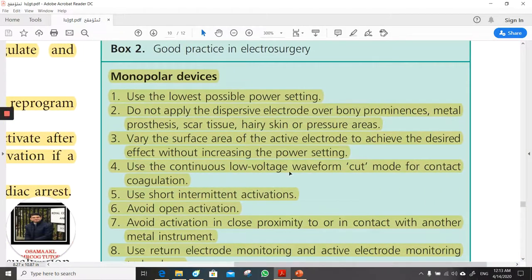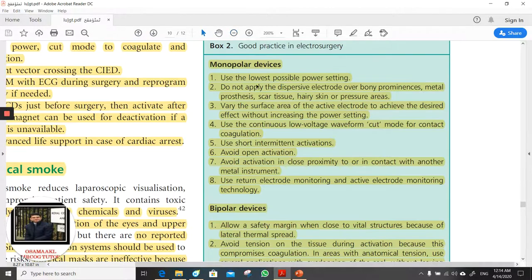Number one, in monopolar, use the lowest power. Avoid bony prominence, and it is better here to use bipolar. Okay, you can make the tip of an instrument smaller so you can use fewer watts from the machine. Okay, you can use low voltage cut to do a coagulation effect. What do you mean by this one? We said that coagulation is high voltage, intermittent. And we said cutting is low voltage, continuous.